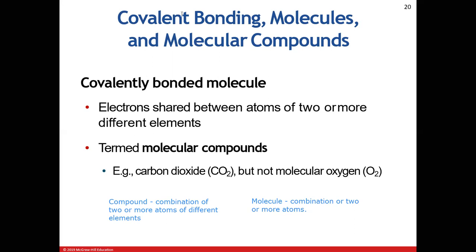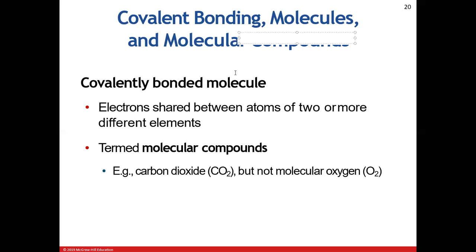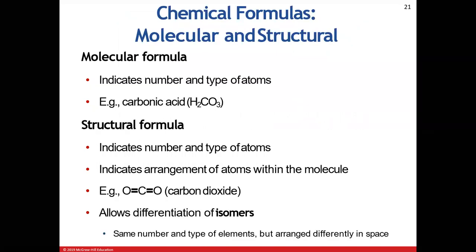So let me go ahead, we'll clear the drawings. If we look at some of the molecular and structural formulas, we can look at the molecular formula, which indicates the number and the type of atoms, okay? So our molecular formula of carbonic acid is going to be H2CO3. Again, molecular formula simply tells us the number and the type of atoms. It tells us that we have 2 hydrogen, 1 carbon, and 3 oxygen atoms.